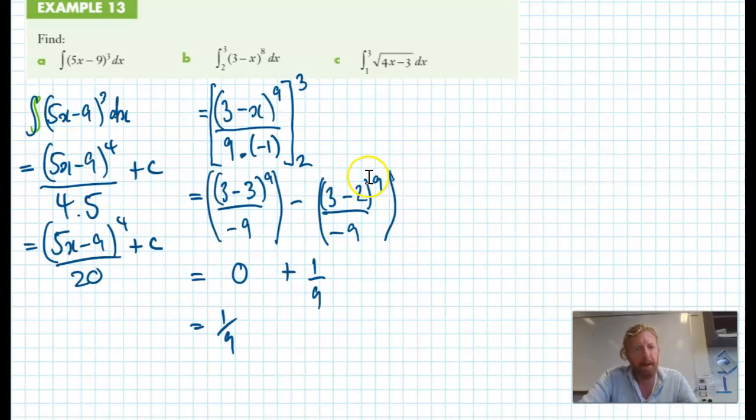Okay, I'm going to leave that last one here for you guys to practice, okay? Obviously, I'll just give you a little head start. (4x minus 3) to the half. Half comes down, you'll be fine with that. Okay, so we have 1, we have 2.